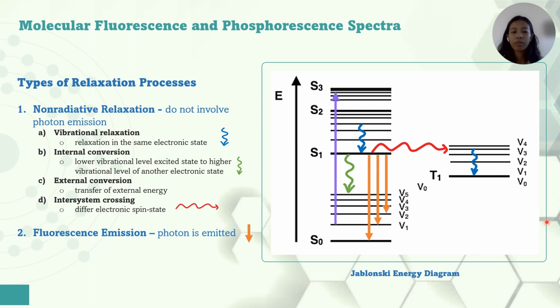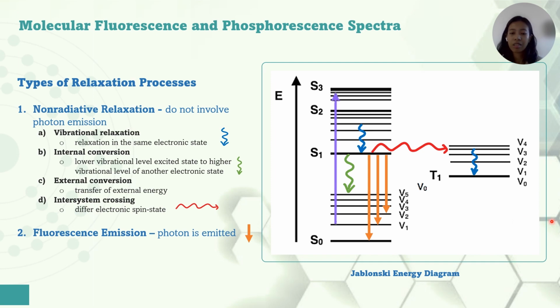Fluorescence emission is depicted by the downward orange arrows, wherein molecules relax from the lowest vibrational level of an excited state to different vibrational levels of the ground state. And it produces bands of radiation, in which the wavelength of the photon emitted is different from that of the wavelength that initially caused its excitation.